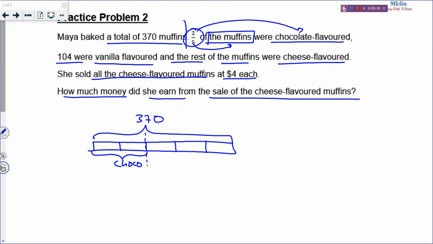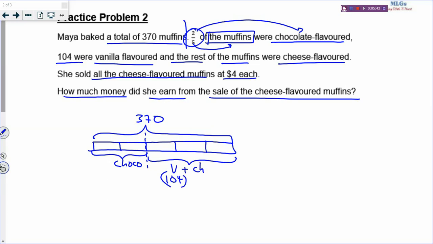So which means that the rest of these 3 boxes must be vanilla and cheese flavored. So I'm going to just put down a plus there and the CH for the cheese. Alright, and there are 104 muffins were vanilla flavored. And she sold all the cheese flavored muffins at $4 each.